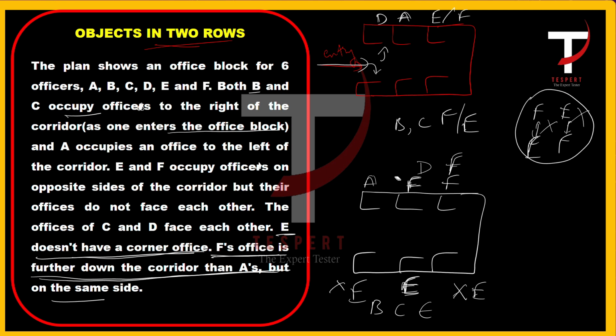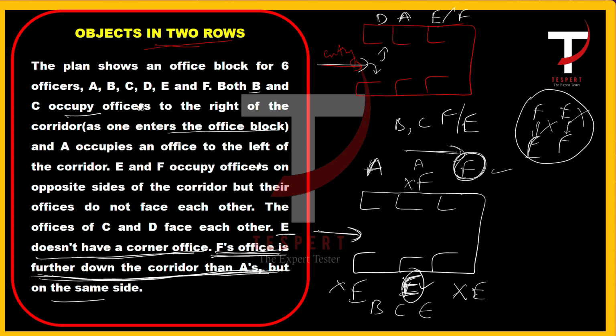So let me clear this first. Here F's office is further down the corridor than A's. So E is here, so F shouldn't be here. So F must be either here or here. Down the corridor means this is the downside. So we are entering here in this direction, right? So A must be either here or here. But F should be here because it is further down the corridor. So F is here, this is confirmed, and E is here, this is confirmed.